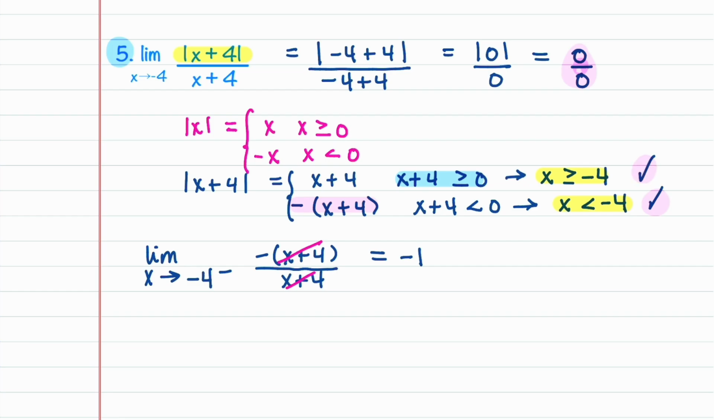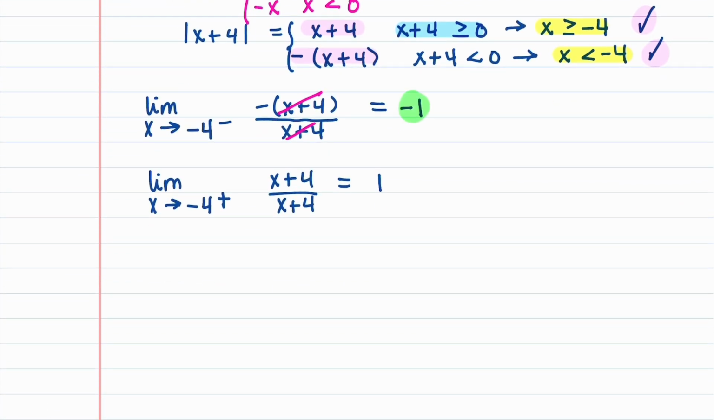Now let's look at our right-hand piece. This is the limit as x goes to minus 4 from the right. We're going to plug in x plus 4. So we have an x plus 4 on the top, x plus 4 on the bottom, and we end up with a value of 1.